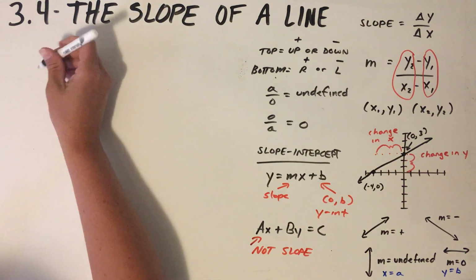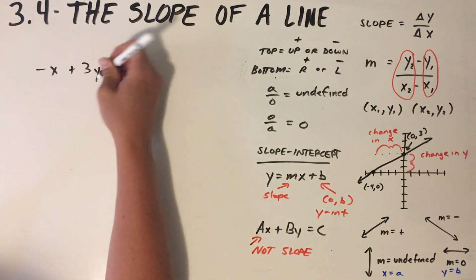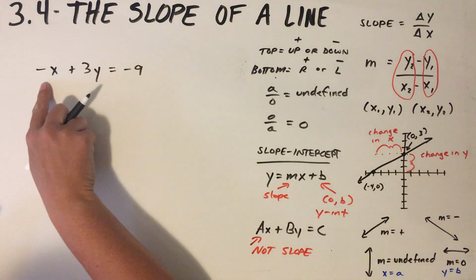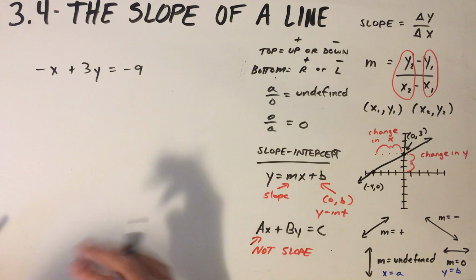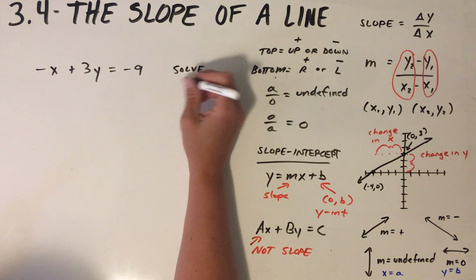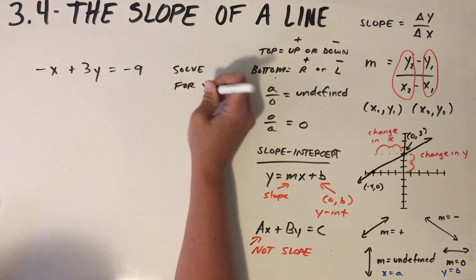But what if it's not? What if it's in this format? So this is in standard form. This is not in slope-intercept form, so I cannot say slope is -1. What I have to do is solve for y. If you want to be able to interpret slope and y-intercept, you need to solve for y.